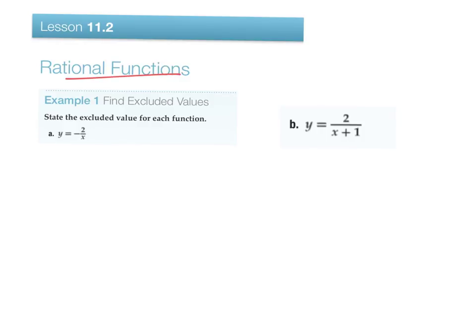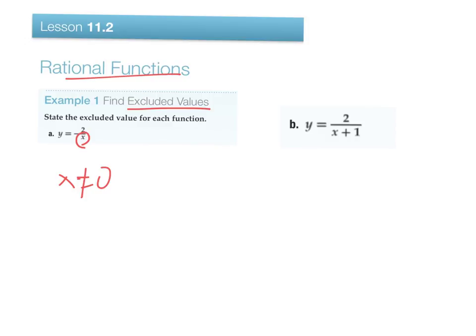To find the excluded values of rational functions, we just set the denominator equal to 0 and solve for x. So in this case, x equals 0, and that's our excluded value, so we write x doesn't equal 0. We don't want 0 as our denominator.